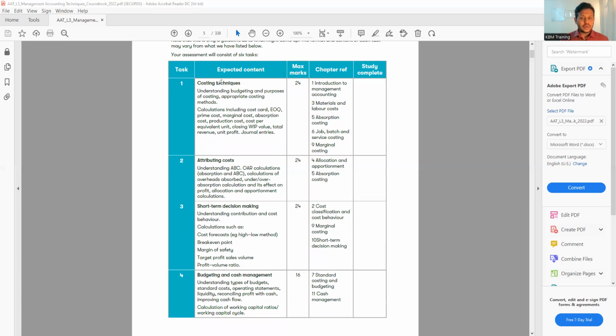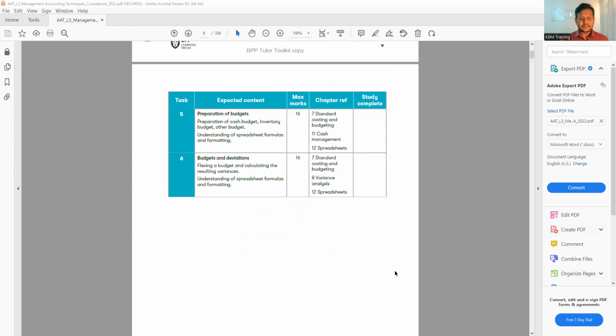So you can see what task will be in the exam. Task 1 will be costing techniques, and this will be for 24 marks. Task 2 will be the attributing cost, 24 marks. Question number 3 will be short-term decision making, 24 marks. Question number 4 will be the budgeting and the cash management, 16 marks. Then we have 2 more questions.